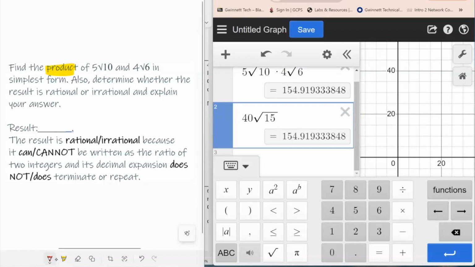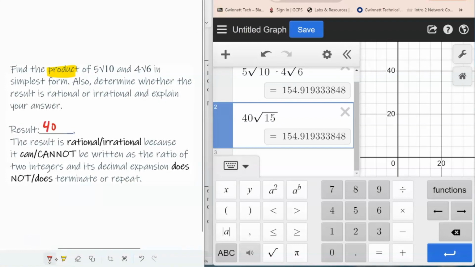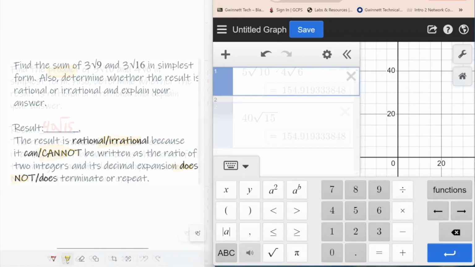All right, so here's my answer. My result is 40 radical 15. And the question is, is that rational or irrational? Again, irrational because it cannot be written as a ratio of 2 integers, and its decimal expansion right here does not terminate or repeat.